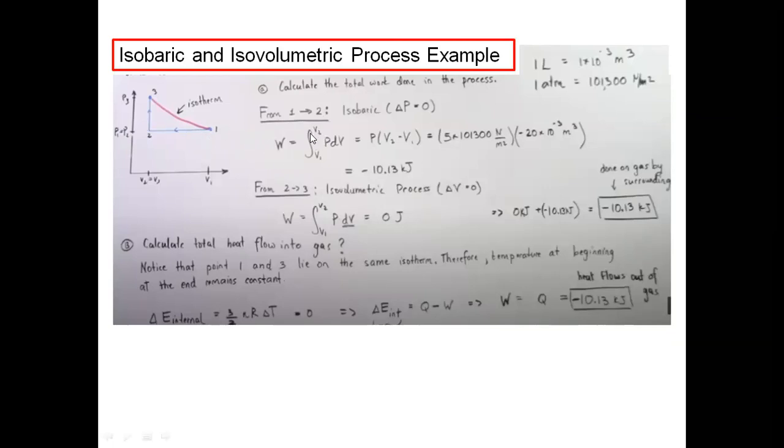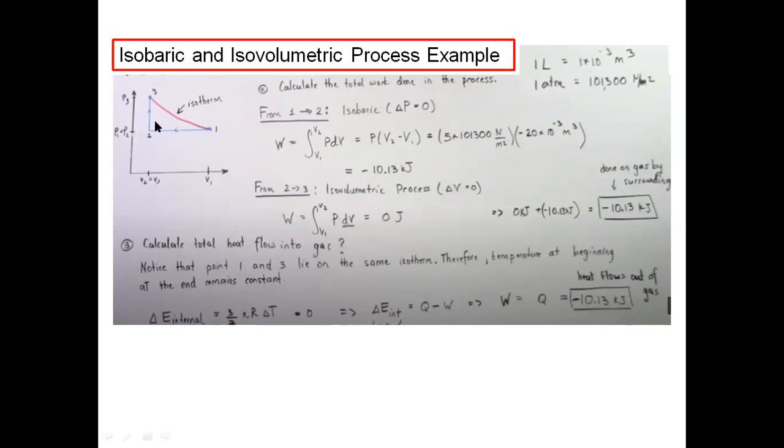Then the work equals the integral from V1 to V2 of P dV, which equals P times V2 minus V1, and the pressure is 5 atm. وبنحولها طبعا نضرب في 101,300 نيوتن على متر تربيع، atm إلى باسكال، في الفوليوم اللي هي 5 ناقص 25 بتساوي ناقص 20 في 10 أس ناقص 3 متر مكعب وتساوي النتيجة ناقص 10.13 كيلو جول.